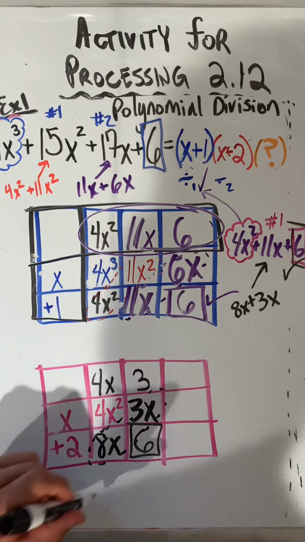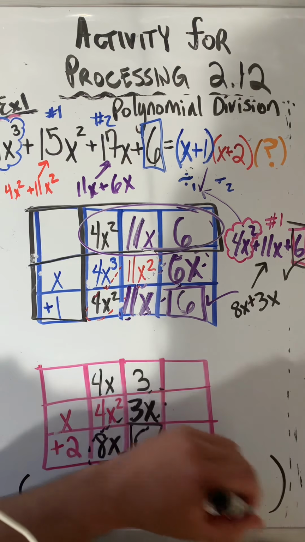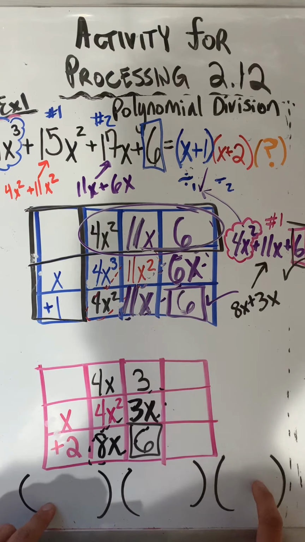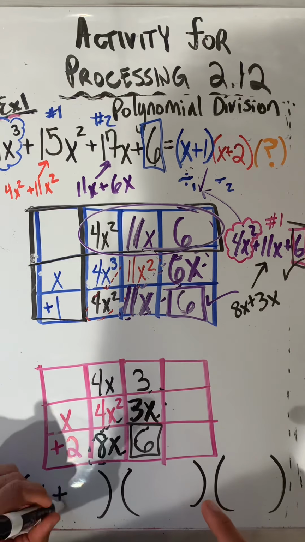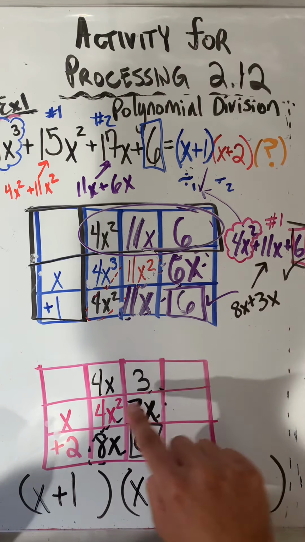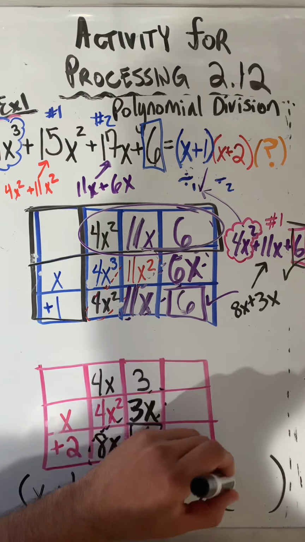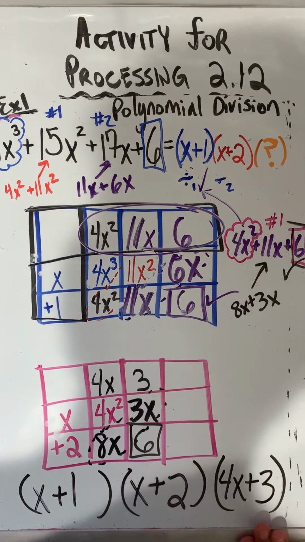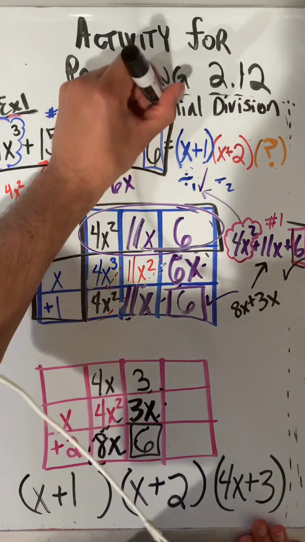Now, the problem does ask you to write it as a product of linear factors, so I'm going to actually write the answer down here. So the polynomial p of x as a product of 3 linear factors is x plus 1. We already knew that one. x plus 2. We already knew that one. And then the last one, which we found through a lot of work, is 4x plus 3. If you multiply these 3, you will get this original polynomial right here.